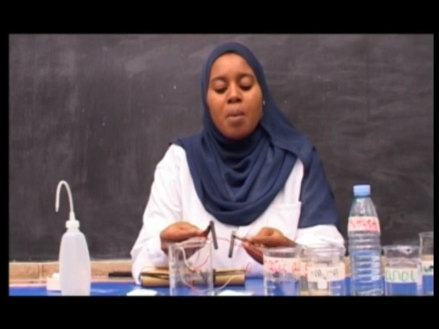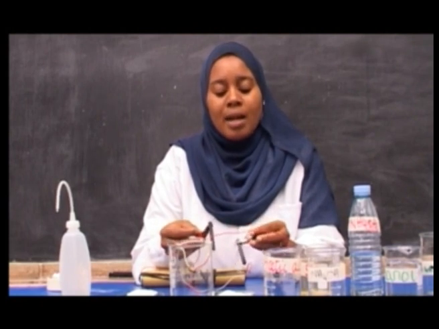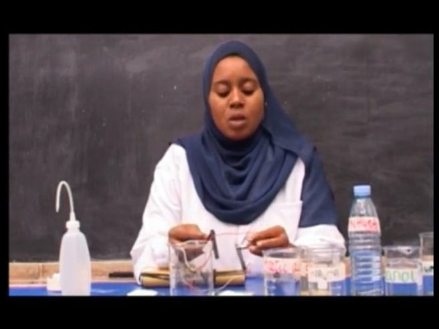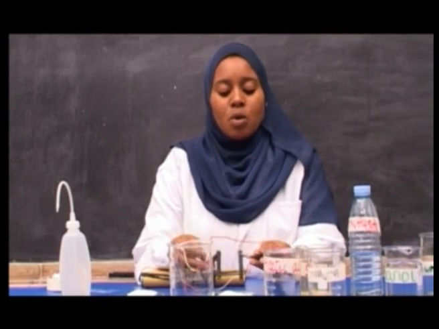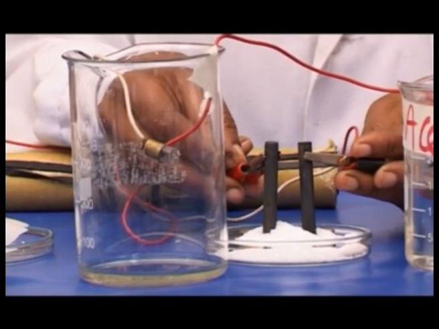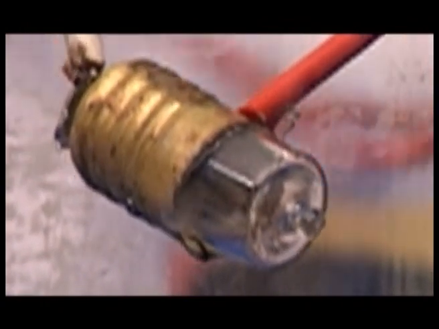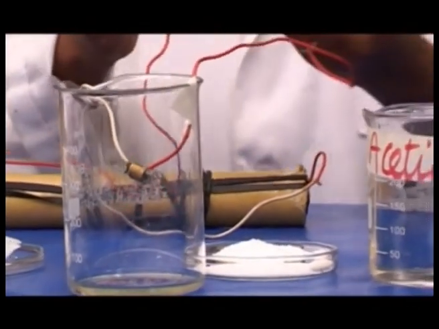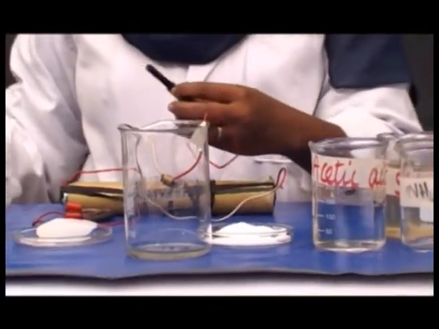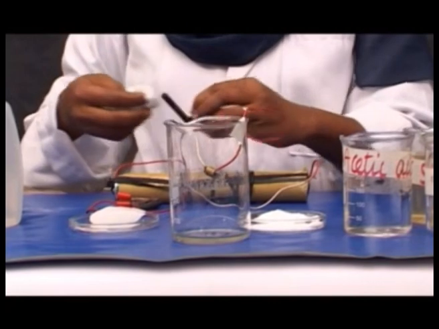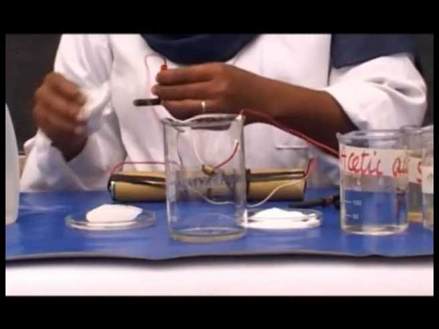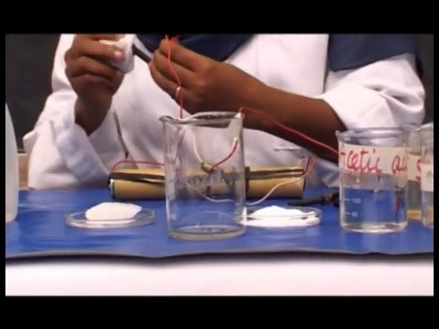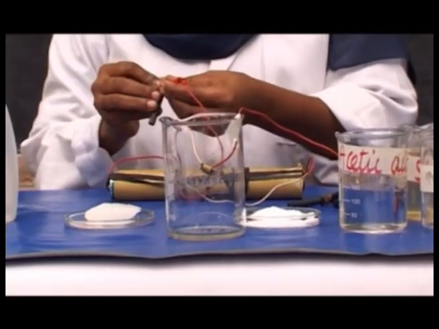Then continue by dipping the electrode into another solid substance, which is sodium chloride, and observe at the bulb what is taking place. You have to record the observation. You remove the electrode and you wipe it to make sure that no solid substances are present on your electrode.